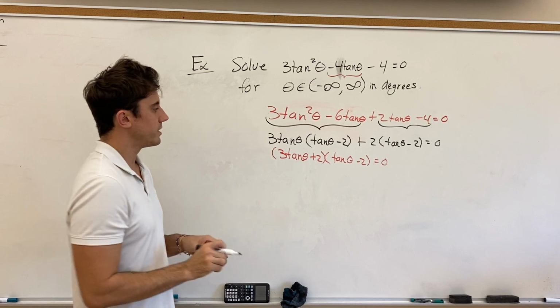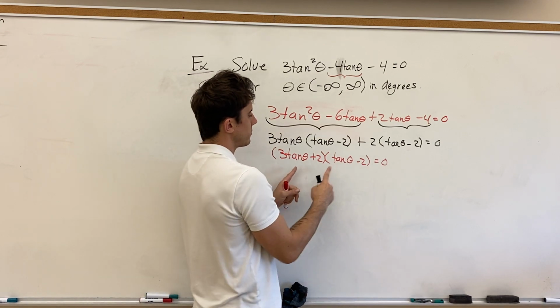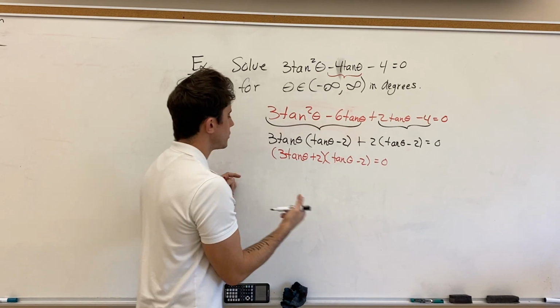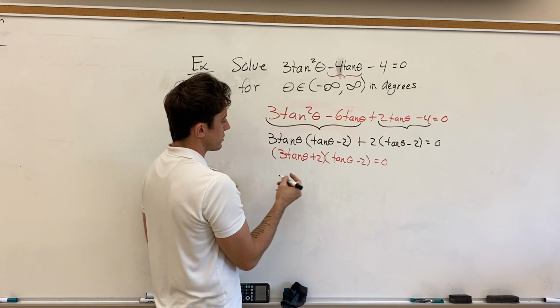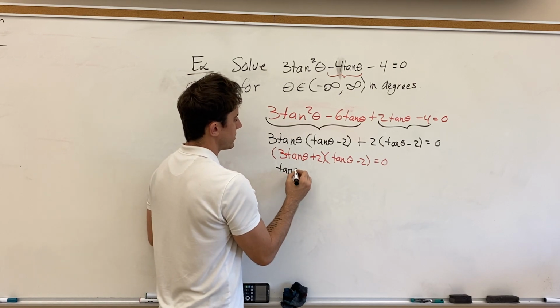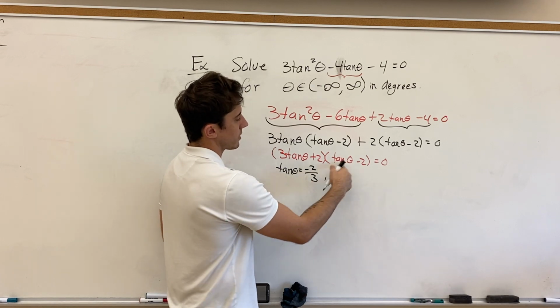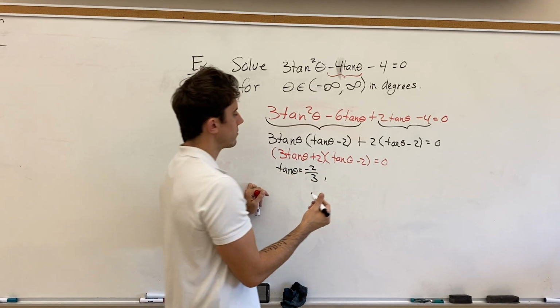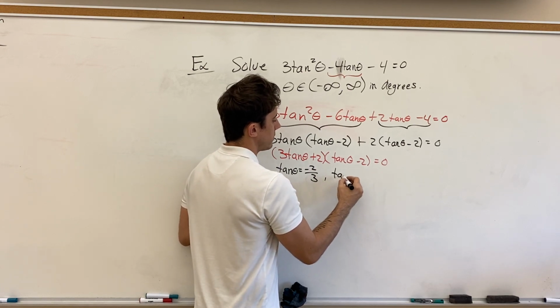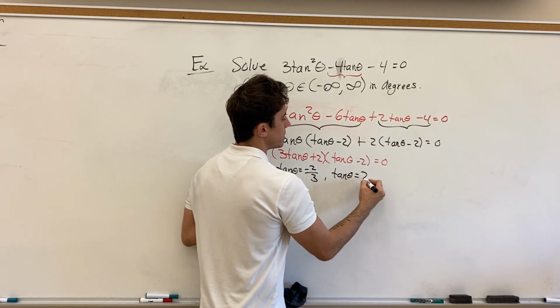And now we know that for this to be equal to 0, either term has to be equal to 0, which means if 3 tan theta plus 2 is equal to 0, then we have that tan theta is equal to negative 2/3. And likewise, if tan theta minus 2 is equal to 0, then a tiny bit of algebra shows us that we need tan theta to be 2.